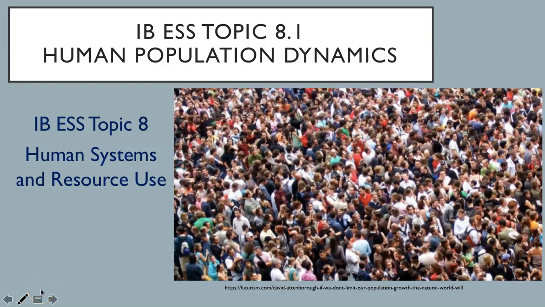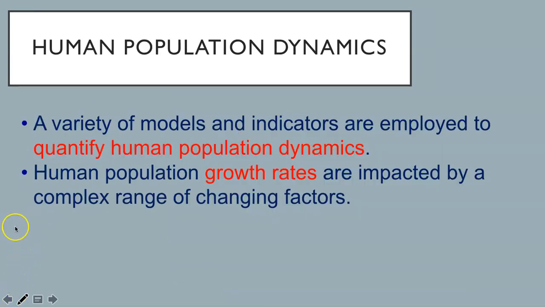This movie covers IB ESS topic 8.1, Human Population Dynamics, under the main IB ESS topic 8, Human Systems and Resource Use. The significant ideas of this subtopic are: a variety of models and indicators are employed to quantify human population dynamics, right? To give numbers, not just the population size, but the dynamics of changing population numbers. Also, human population growth rates are impacted by a complex range of changing factors.